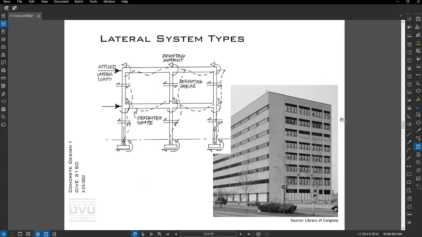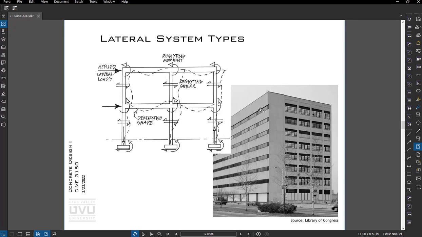Okay, moment frames are quite popular because they promote the use of windows and open floor plans, which is super important to architects. So in a moment frame, the lateral forces are applied, and then the joints are rigidly connected. And for cast in place concrete, this is fantastic because those rigid joints are just inherently formed. Whereas in a steel building, you have to make those moment connections, and that's tremendously cost and time intensive.